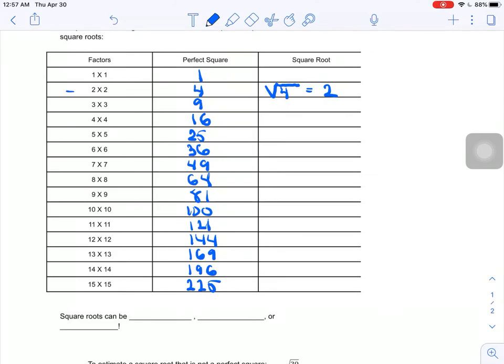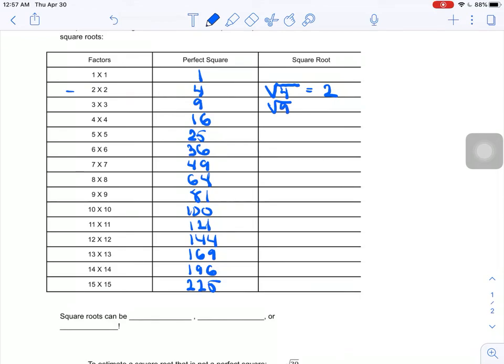We only list one of those factors. So it's basically going backwards from a square. You know that adding and subtracting are inverse or opposite operations, and multiplying and dividing are inverse or opposite operations. You probably know about squaring, which is multiplying a number by itself. A square root is basically the inverse operation of a square. It's what happens if you unsquare a number.